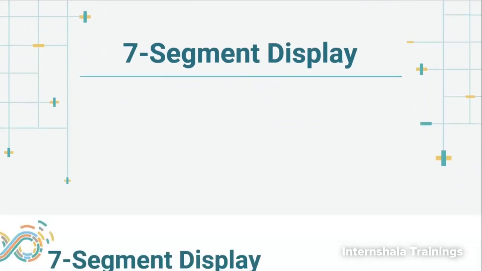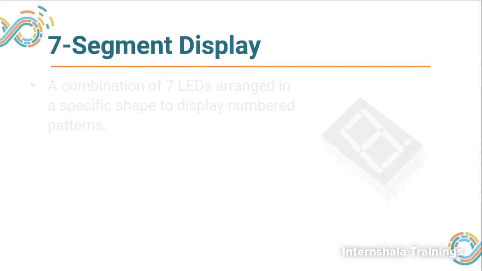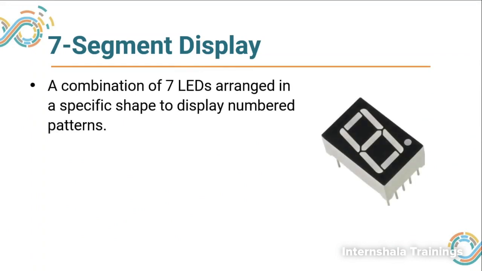So what is a 7 segment display? A 7 segment display is a combination of 7 different LEDs which are arranged in a specific shape, and using this shape we can generate different numbers. These 7 LEDs are generally off, and if I switch on some of them, then a glowing pattern will emerge, and by glowing a specific pattern we can generate these numbers.